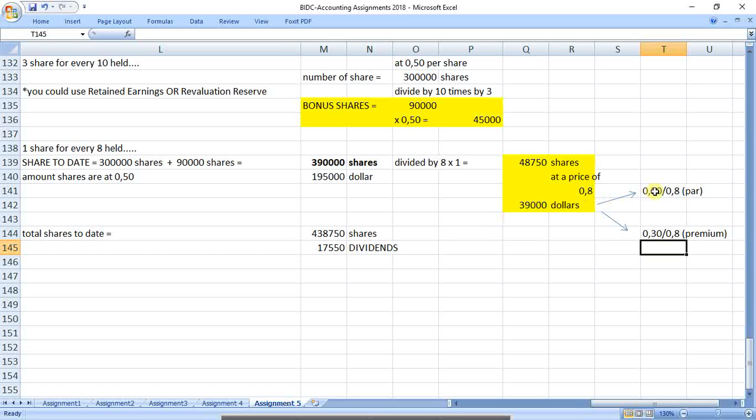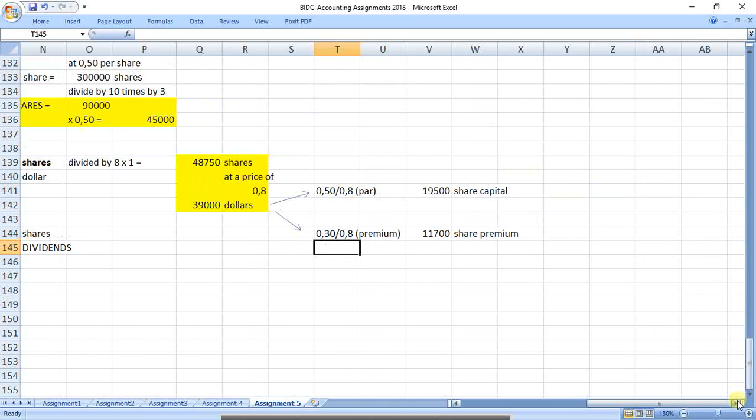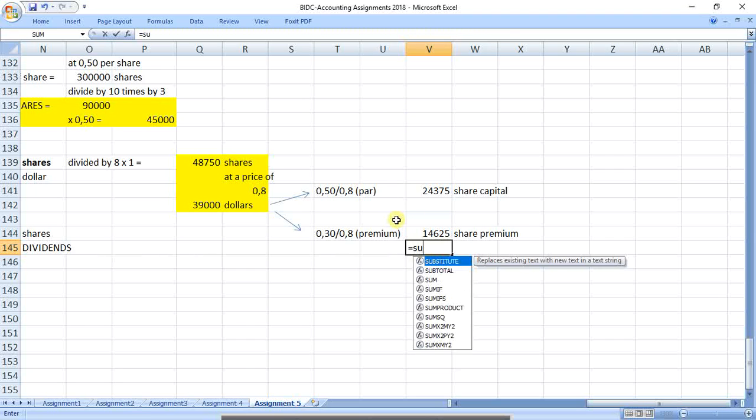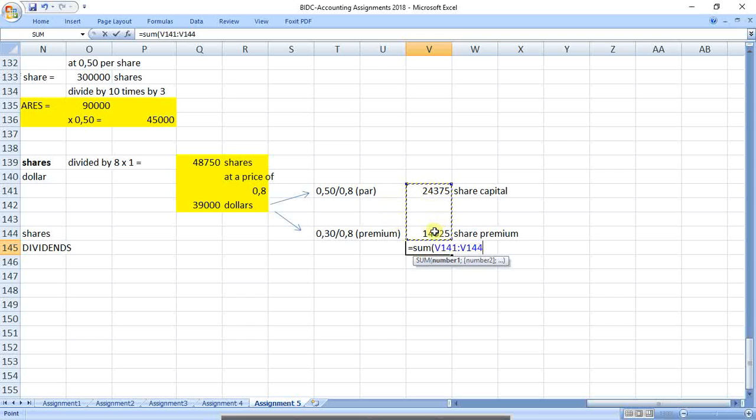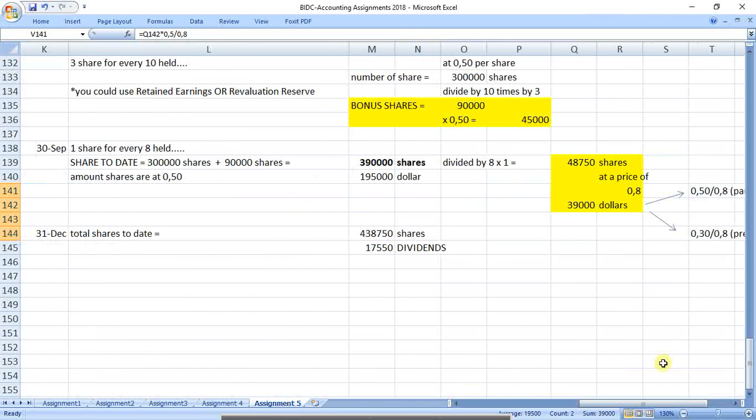Okay, that's better. So this should have been, okay, divide by, where's the divide sign? Yeah, divide by 0.8 gives you that. Divide by 0.8 gives you that. Okay, let's just check. Sum up those two, does that add up to 39? Yes. Alright, so just fix that. It should be 24,375.